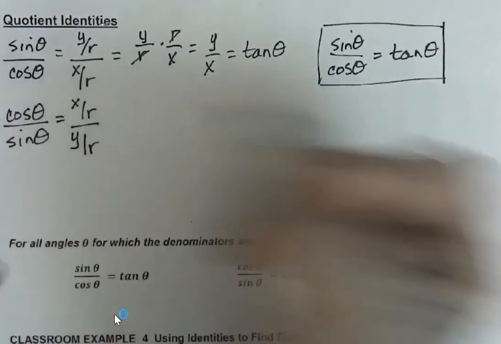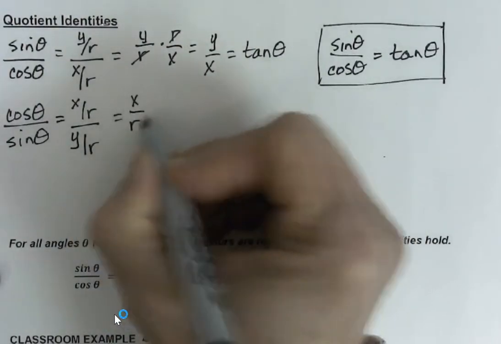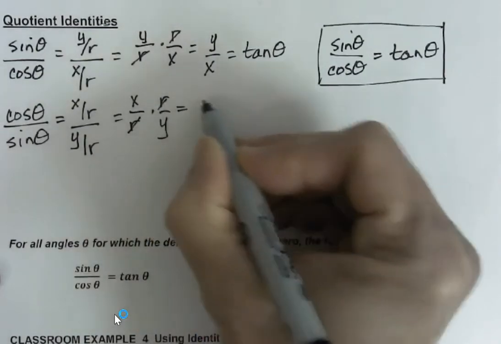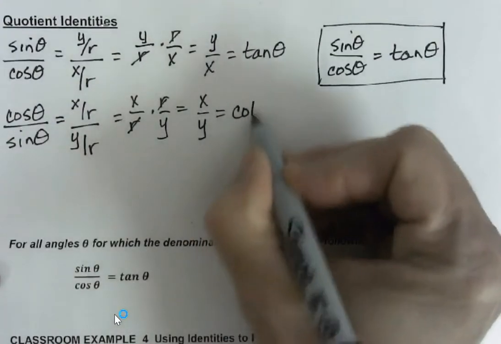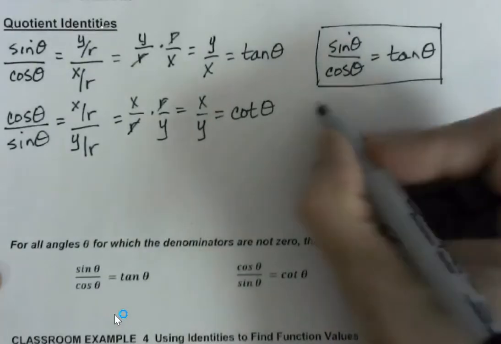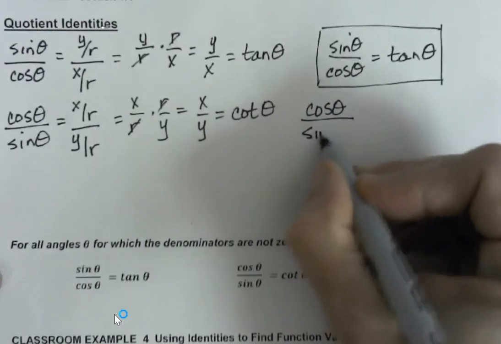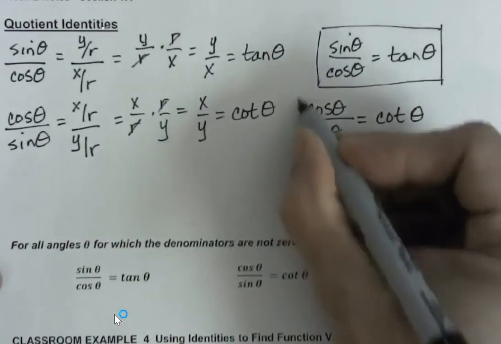If we invert and multiply the y over r, we would get x over r times r over y. We can cancel the r's, and that turns into x over y. X over y is the definition for cotangent of theta. So our second quotient identity is that cosine theta over sine theta is equal to cotangent of theta.